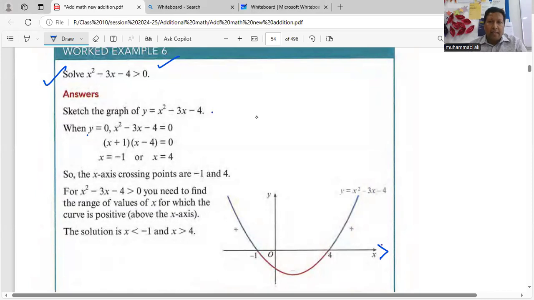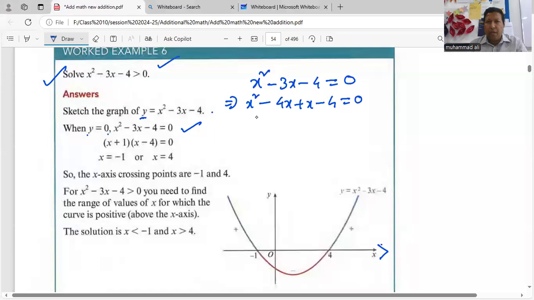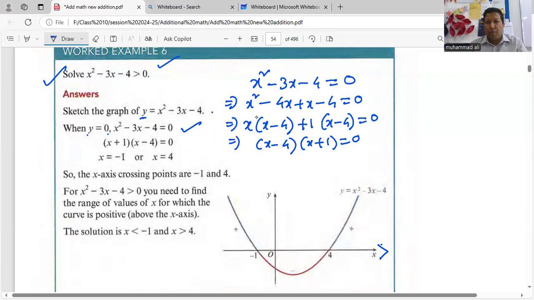We know that on the x-axis the y value equals 0. So we write y equals 0 and solve this. So x squared minus 3x minus 4 equals 0. We'll factorize: x squared minus 4x plus x minus 4 equals 0. Take x common, so x minus 4. Take 1 common, x minus 4 equals 0. Then (x minus 4)(x plus 1) equals 0. Therefore, we get x equals 4 and x equals minus 1.